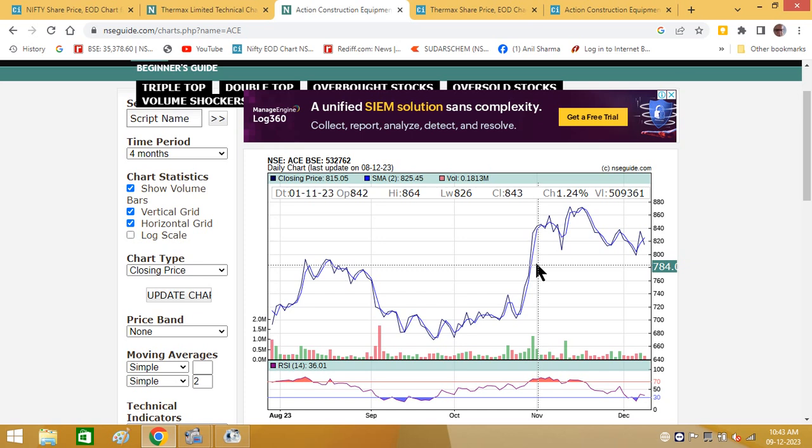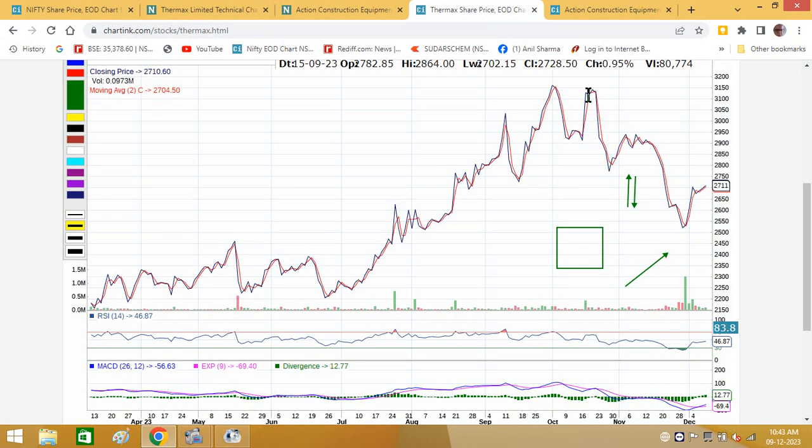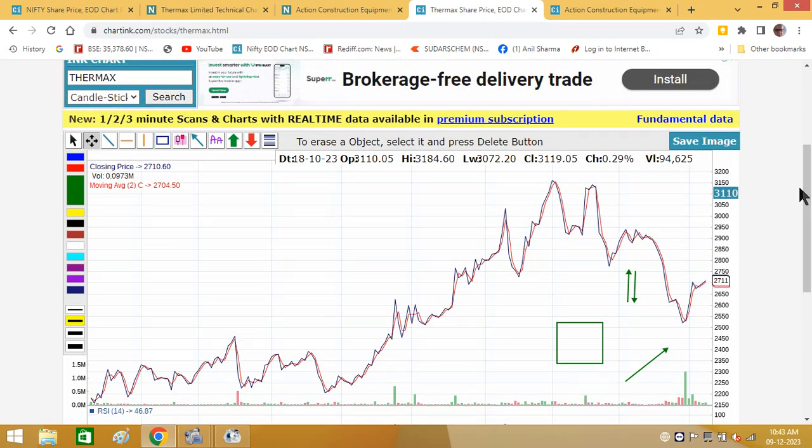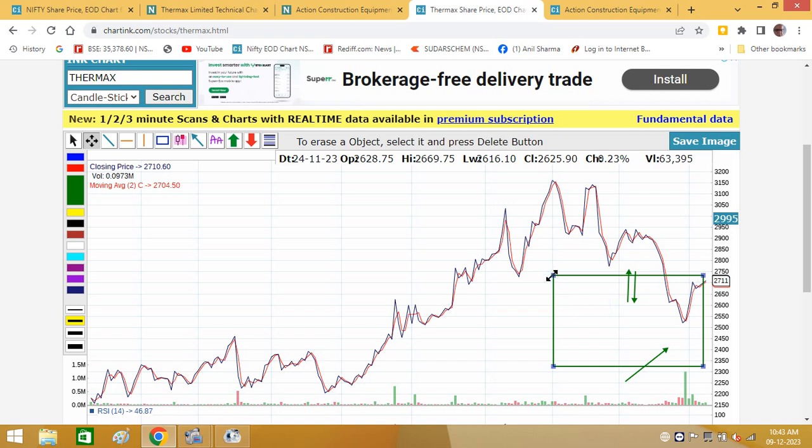This is also real, there is no doubt this is also real, but technically let us understand here. So, friends, as you can see here, this is the chart of Thermax. If you see here, friends, Thermax has made a head and shoulder pattern.